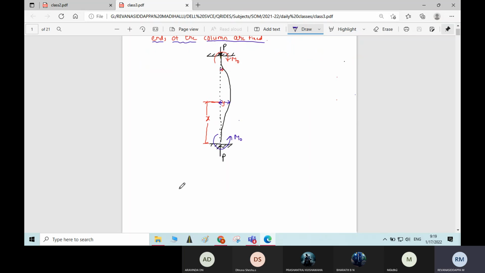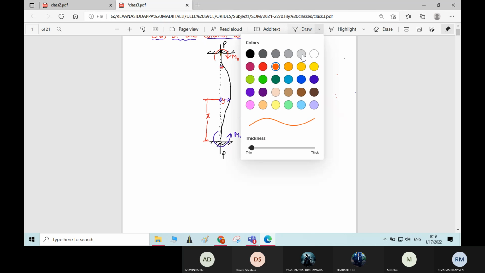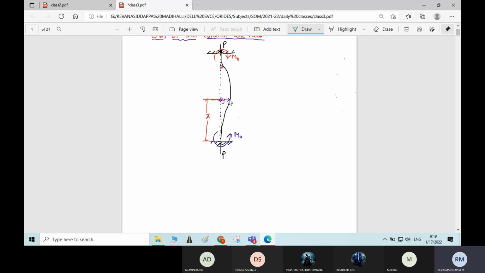Now, as I said, procedure is same. First you need to take the moment at section x. I will mark this point as point D. Now we will take moment at section x, means moment at the point of the column where you have considered the section. We will take moment at D, point D, or moment at section x.